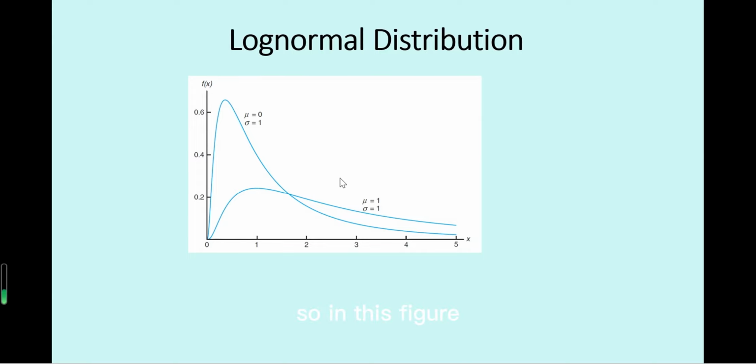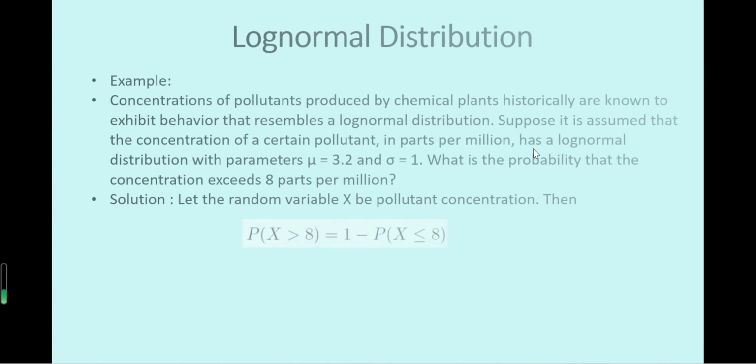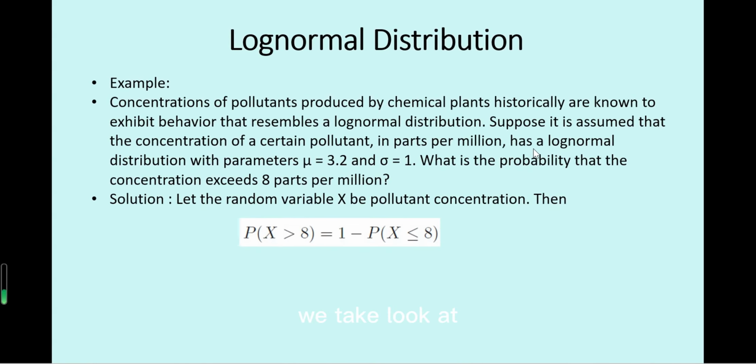In this figure, two log-normal distribution density curves are shown. This one is for mu equals 0 and sigma 1, and the next one is mu 1 and sigma 1. We will take a look at two examples.